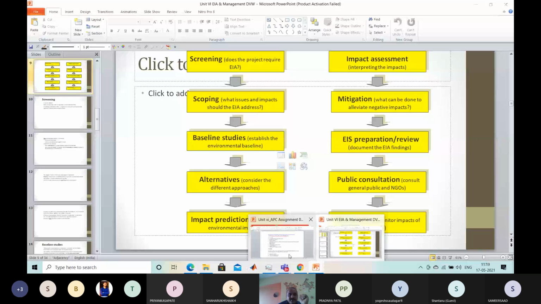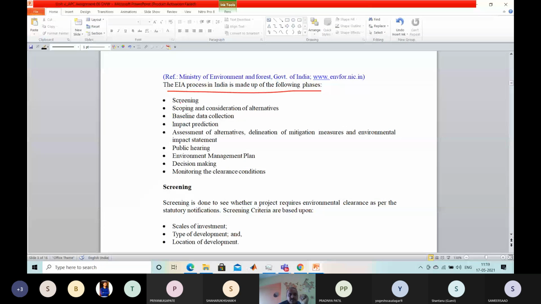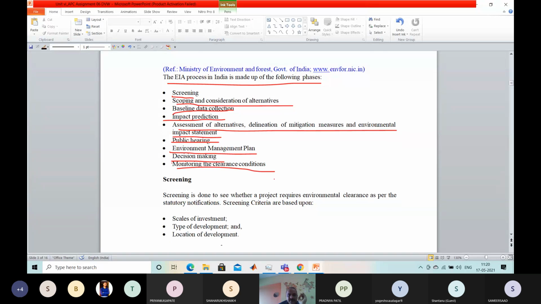Now first is the screening, then scope and consideration of alternatives, baseline data collection, impact prediction, assessment of alternatives and declaration of mitigation measures and environmental impact statement, public hearing, environmental management plan, decision making, and the monitoring of the clearance conditions. So this way the different processes are involved in the EIA, environmental impact assessment. The first is the screening.